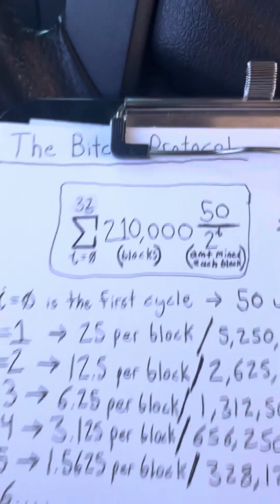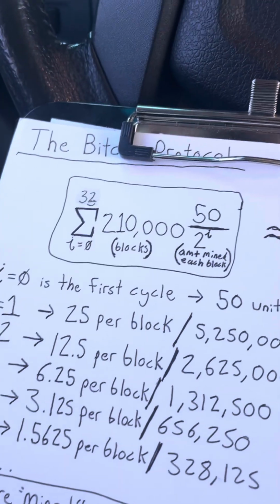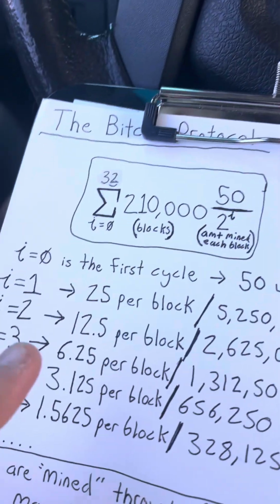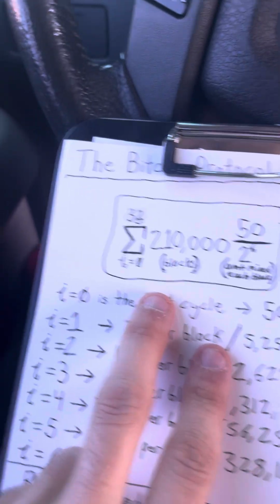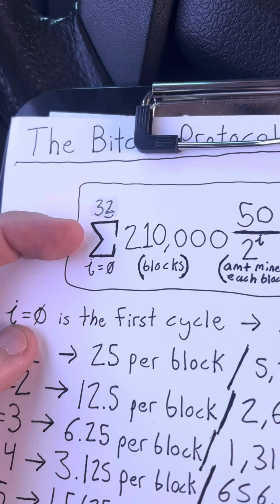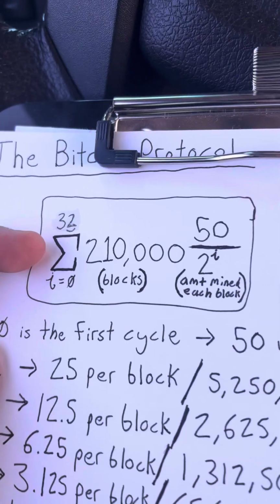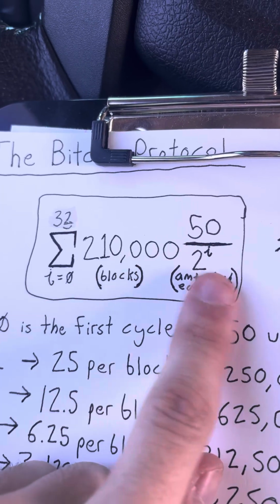Those are the numbers. Let's talk about them. So, if you're not familiar, this is the halving cycle equation for Bitcoin. Long story short, that little E you see there is called sigma. It's a Greek letter. Means we're just going to add a bunch of things using this equation here.